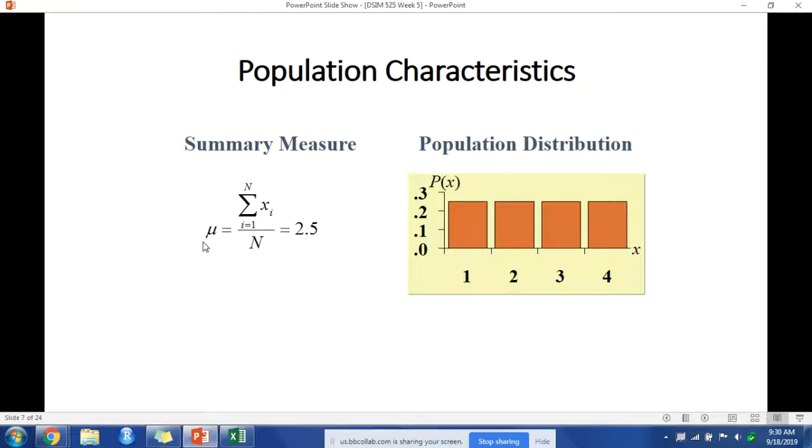To find the mean of that, it's the sum of all the x i's, so all of our random variable values, divided by the total sample size, or in this case, the population size. So 1 plus 2 plus 3 plus 4 divided by 4 is 2.5.